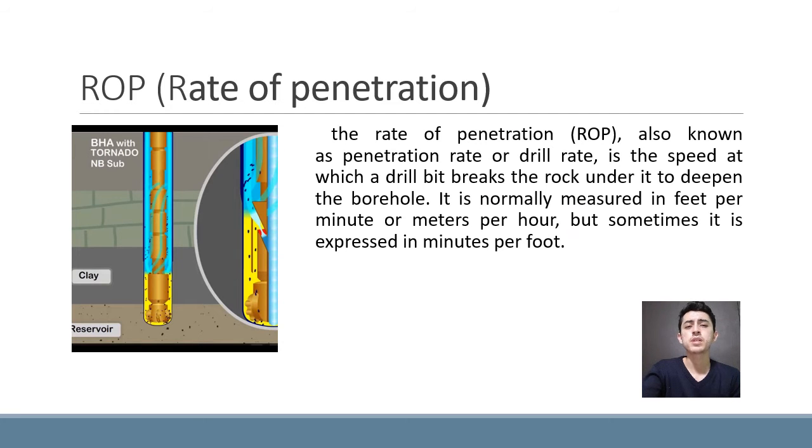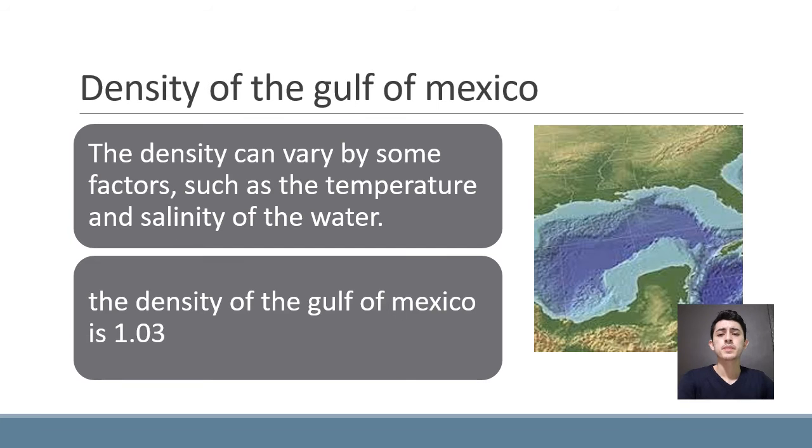The rate of penetration is the speed at which a drill bit breaks the rock under it to deepen the borehole. It is normally measured in feet per minute or meters per hour. The density can vary by some factors, such as the temperature and salinity of the water, and the density of the Gulf of Mexico is 1.3.